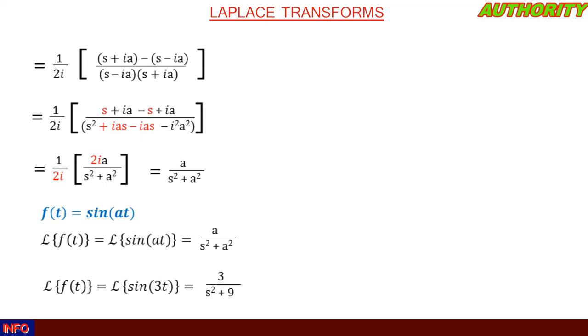Now let's say, for instance, we have sine 3t. So here our a is 3. So the Laplace transform of sine 3t is going to give us 3 over s squared plus 9. When you say a squared, that is 3 times 3, which gives us 9. So the Laplace transform of sine 3t is going to give us 3 over s squared plus 9. All right, good.